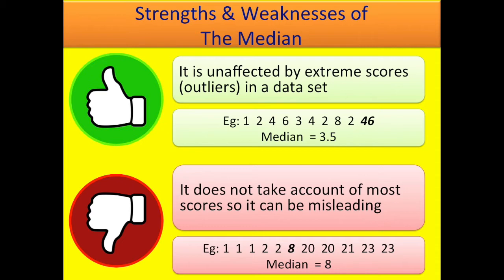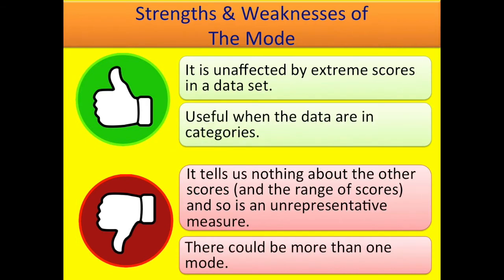So if you had a data set that was 1, 1, 1, 2, 2, 8, 20, 20, 21, 23, 23, the median, the midpoint, is 8, but we can see that most scores are either 1 or 2 or 20, 21, 23. And so 8 is not representative of the most typical central point in that data set.